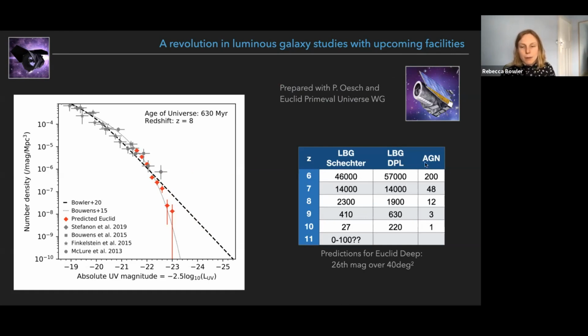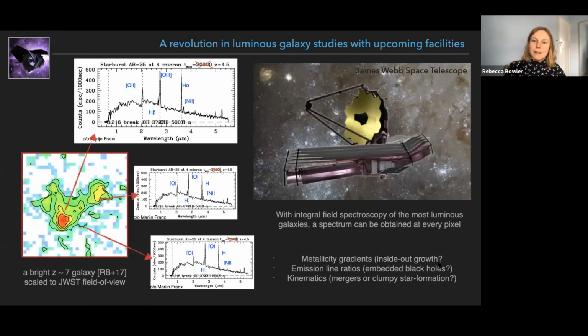And this is just a little table. I'm not going to go into it in too much detail, but it shows the numbers we predict depending on the functional form. The Schechter is the steeper one here. But even in the worst case scenario, we expect to find 30 redshift 10 galaxies, of which there are only a few known today, and maybe even a few redshift 11 and 12. And again, remember, these are very luminous sources, so we can then follow them up with other telescopes. In fact, I think that's my last slide here, which is a very brief mention of the James Webb Space Telescope and how amazing that's going to be as well in combination with these other surveys.